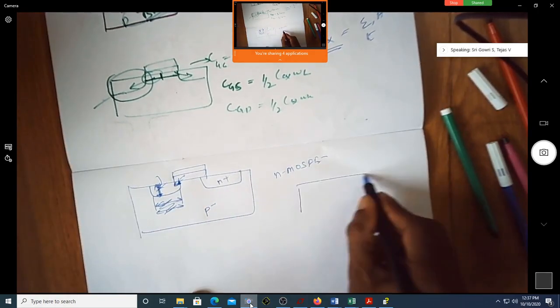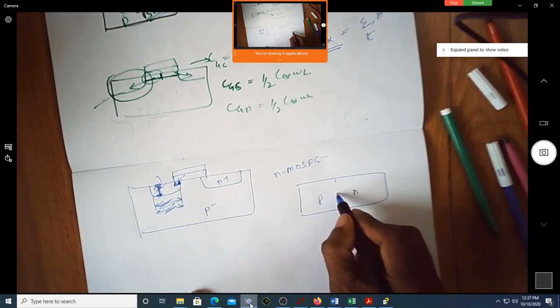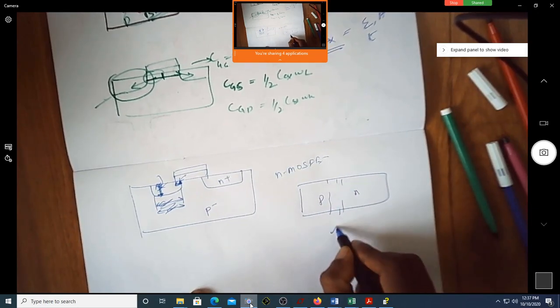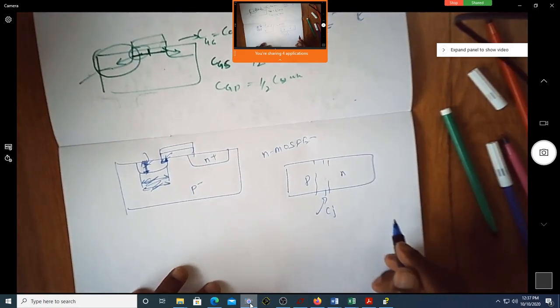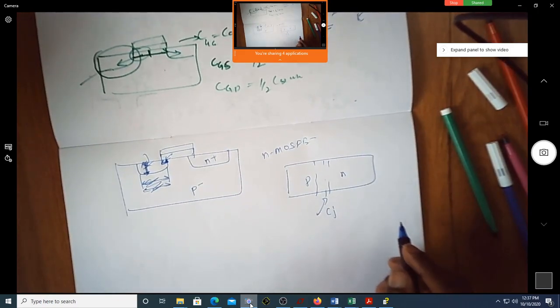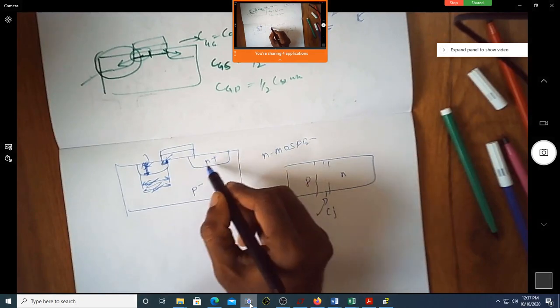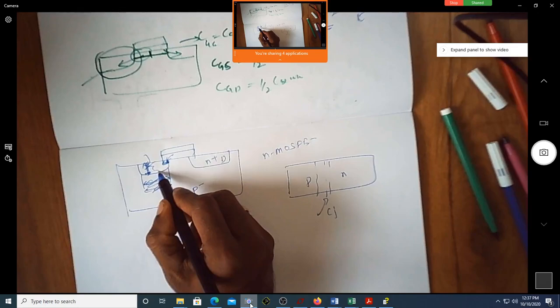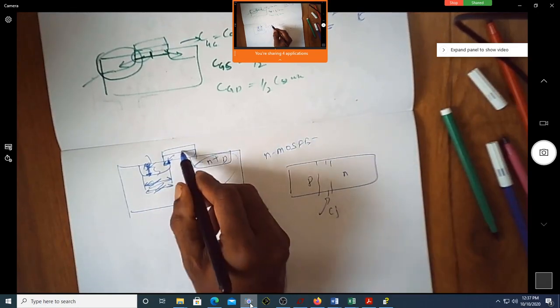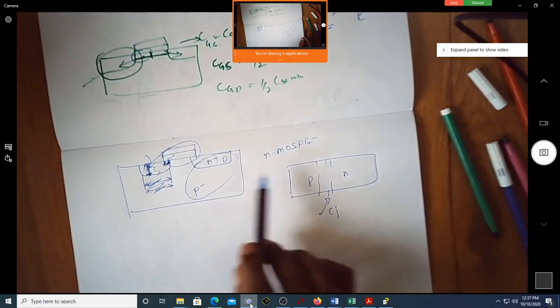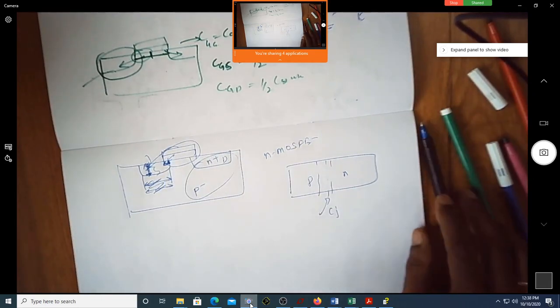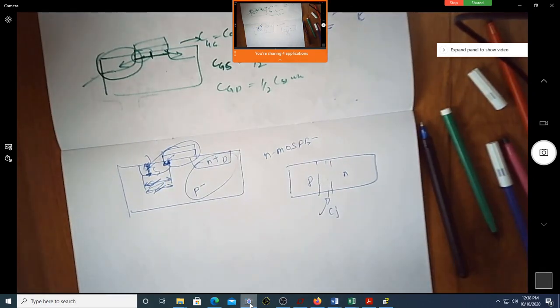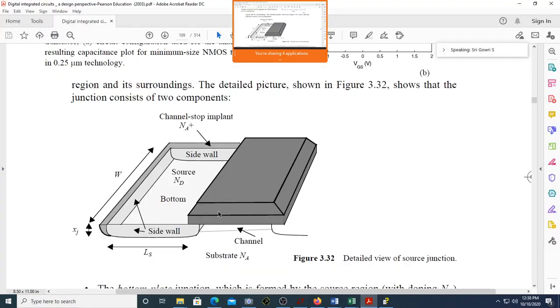Because of this NP, when you have a P and N junction, can you see there is a depletion region formed? There is some capacitance Cj, junction capacitance, that will get formed in each and every diffusion. If you have a drain or a source, there is a junction capacitance along with the oxide capacitance. Whatever we have seen so far was the oxide capacitance. Now we're going to have a look at the junction capacitance. The junction capacitance is due to the source and the drain along with the substrate.